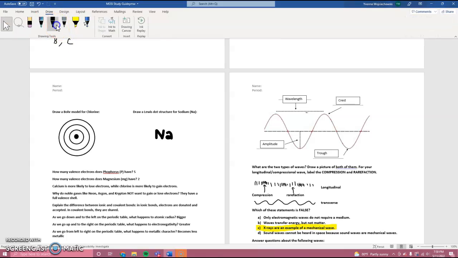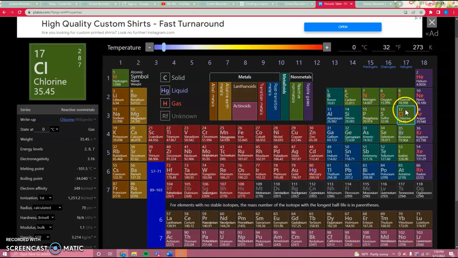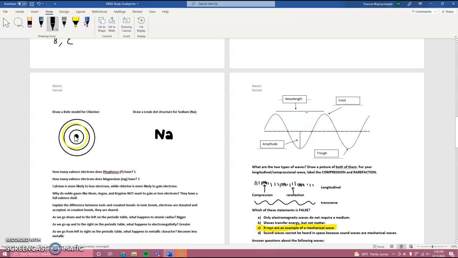Drawing a Bohr model for chlorine. So first let's look here. Chlorine, where are we at? 17. Okay. So if there's 17 protons, we're going to fill it in with 17 electrons as well. This is a neutral atom of chlorine.